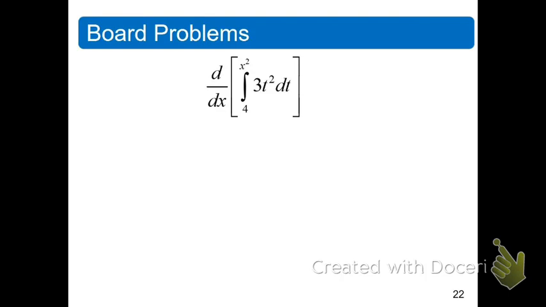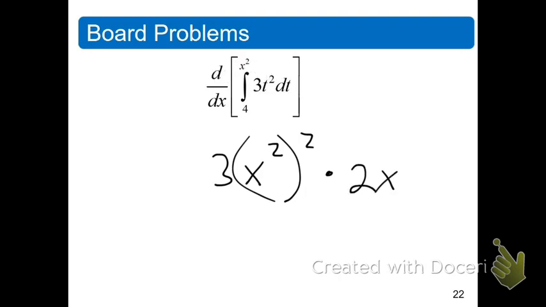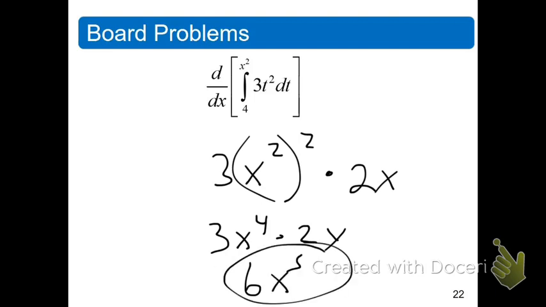So what I'm going to do is I have the derivative from a constant to a function. I'm going to plug in x squared for t. So 3 times x squared, squared, because t squared is x squared. And then I'm going to multiply that by the derivative of x squared, which is 2x. So it gives me 3x to the 4th times 2x, which gives me 6x to the 5th. Okay.